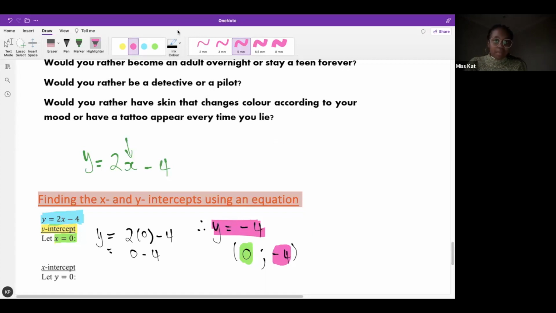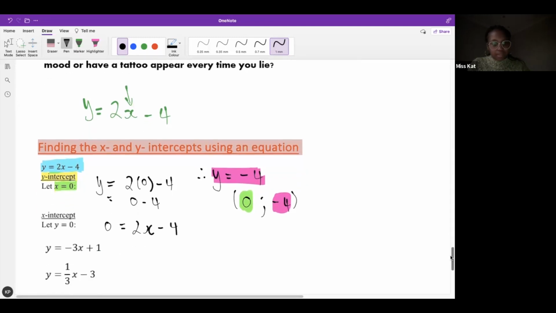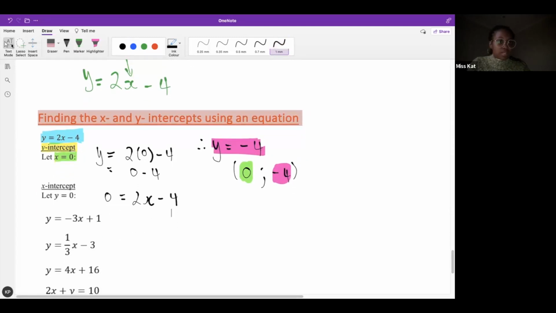Are we feeling better about this? Let me check in. Thumbs up, thumbs down. Do we understand why we are substituting 0 and where we are substituting 0? Thumbs up, thumbs down. Okay, I see Lufuna says thumbs up. I see a couple of thumbs up. So we're going to do the same thing with your x-intercept. Thank you for the question, Oral Dean. This time your y is 0. So wherever you see a y, you put 0. So instead of saying y equals 2x minus 4, you're going to say 0 equals 2x minus 4. Let me scroll down. Give us some space. Move this down.